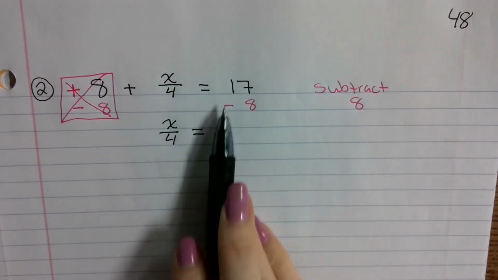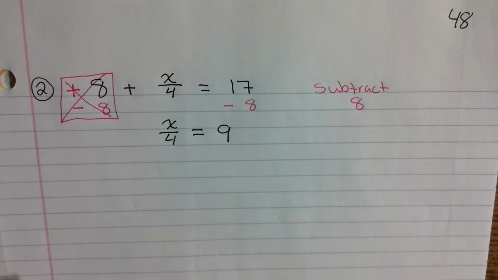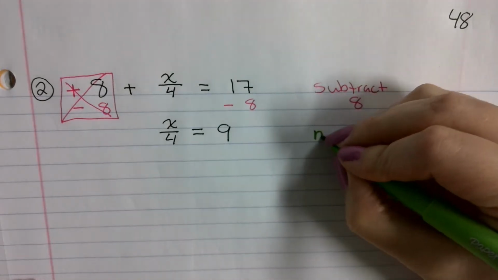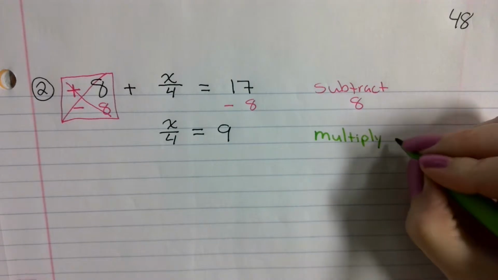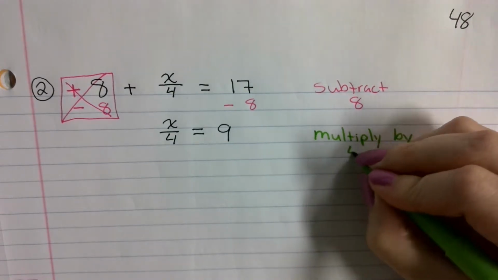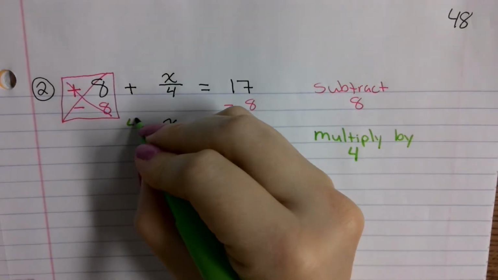So 17 minus 8 is going to give us the 9. Now, what inverse operation are we going to perform here, Safara? Multiplication. We're going to go ahead and multiply both sides by 4.